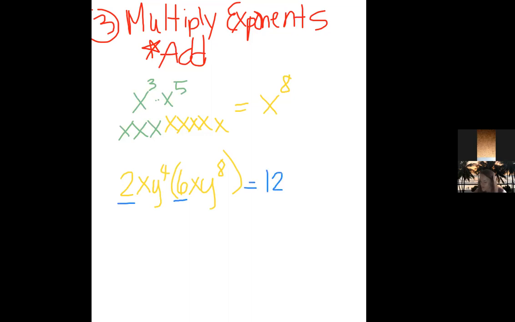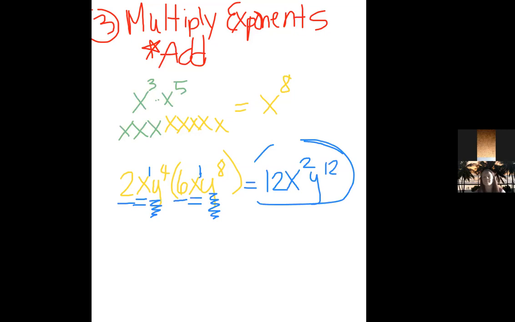And then the x's, we're going to put those together. So this x, I have 1 x here and I have 1 x here for a total of 2 x's, because there's actually an imaginary exponent right there on each of them. So it'll be 12x squared. And now the y's, I have 4 y's here and 8 y's here for a total of 12 y's. And so that would be my final answer. So multiply the whole numbers and then just add the exponents in like terms. And that's about as difficult as it gets.